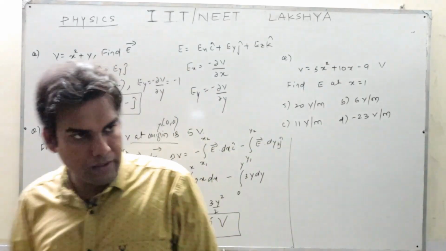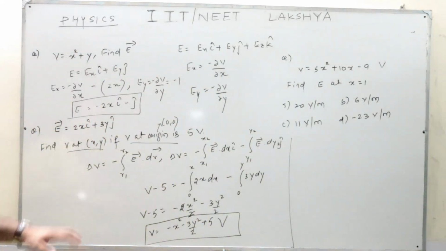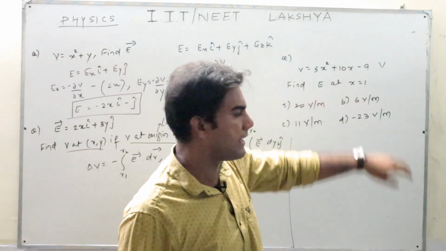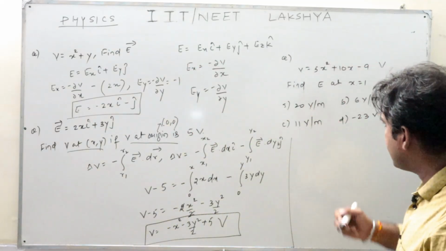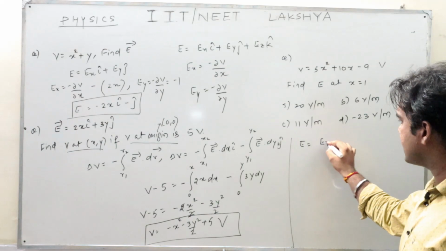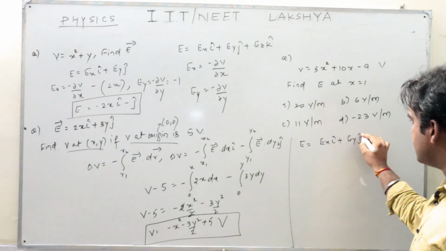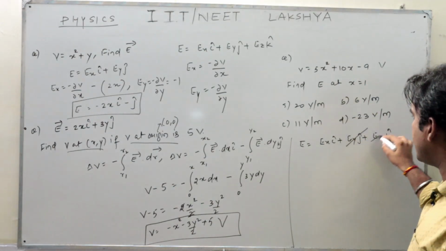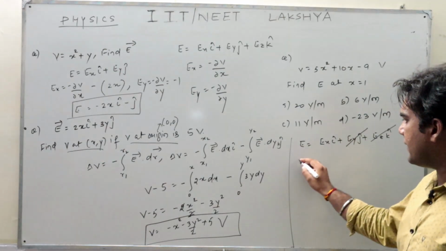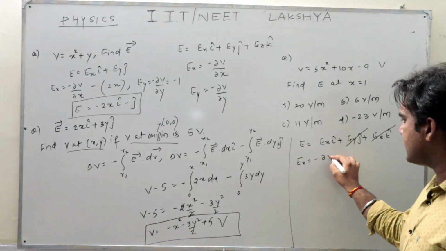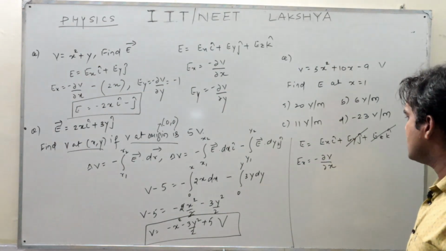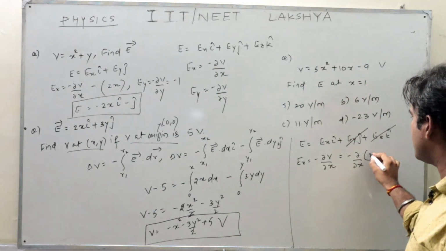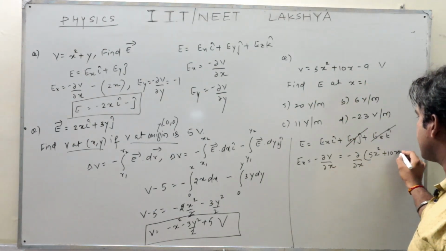Let us see the third problem. Again here voltage is given and they are asking the electric field. Same way, here also voltage was given, electric field is asked, at x equals 1. So electric field is nothing but Ex i cap, Ey j cap, and Ez k cap. Obviously here y components are not there, so Ex is only there. And you know Ex is minus del V by del x. This is your V, which is 5x square plus 10x minus 9.